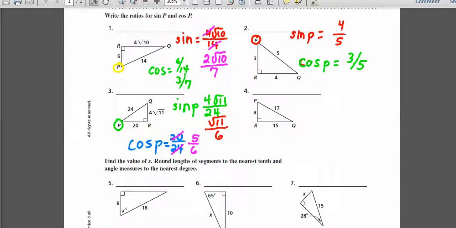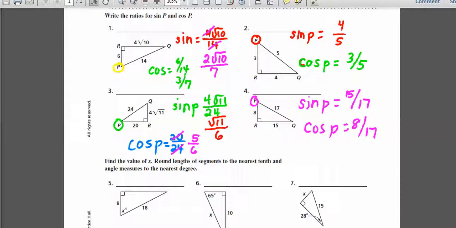For number 4, my sine of P, this is P up here, is opposite, which is 15, over my hypotenuse, 17. And cosine, okay, the adjacent side, which is 8, over 17.